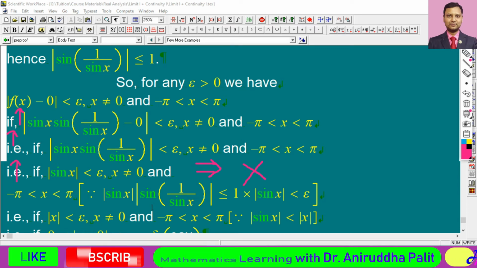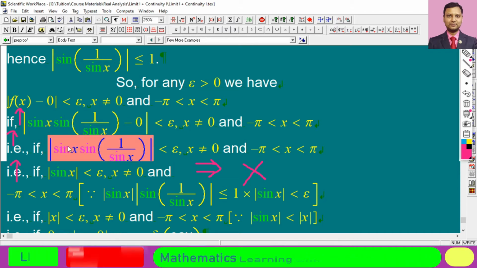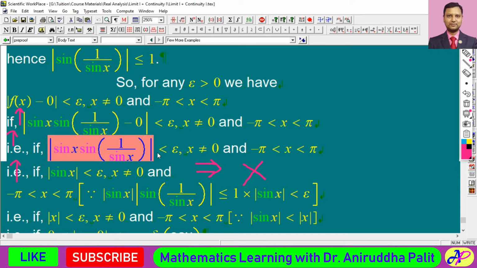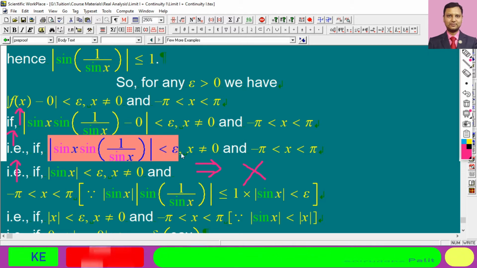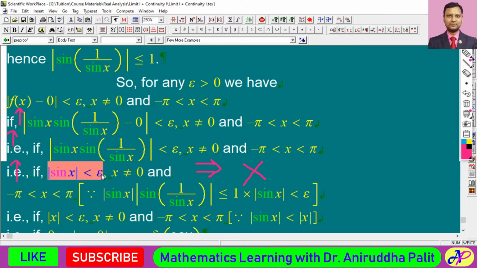therefore আমরা এখানে কি বলতে পারছি, আমরা এখানে এই জিনিসটাকে এইভাবে অ্যারেঞ্জ করতে পারি that this expression this smaller quantity would be less than epsilon if this larger quantity is less than epsilon.